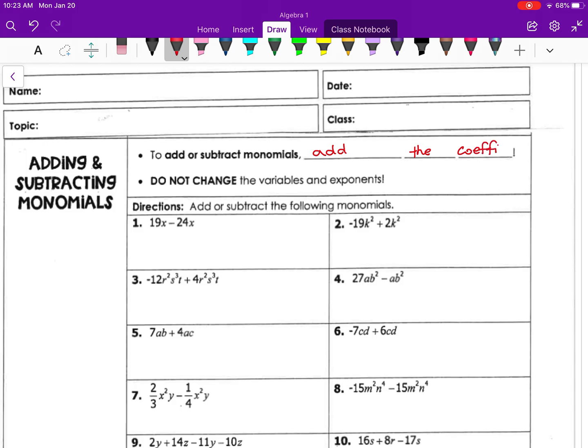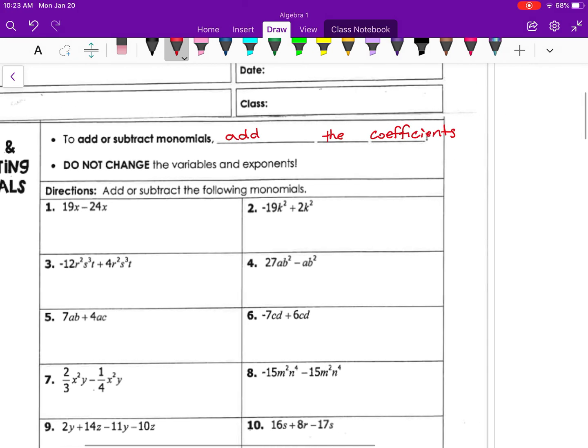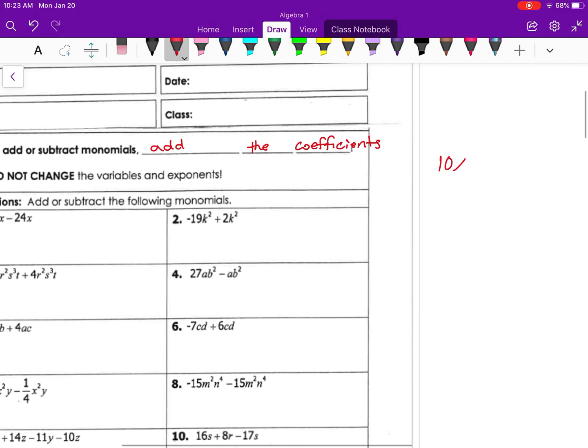Coefficients. Do not change the variables and the exponents. Okay, what is a coefficient? It's the number in front. So if we had 10x plus 3x, you just look at the 10 and the 3 and call it 13x.